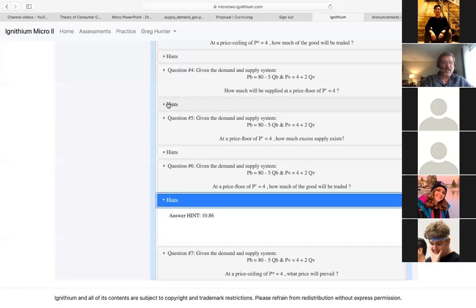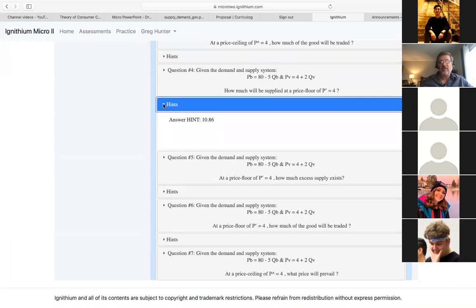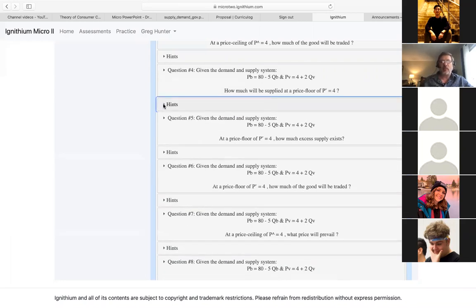Anyway, our equilibrium price should be, we substitute that back into one of the equations. So 80 minus 5 times 10.857, I think it was. Then I get an equilibrium price of 25.715. So the one that's actually problematic, if there is one, let's just double check. How much will be supplied at the price floor price? That's the equilibrium quantity.